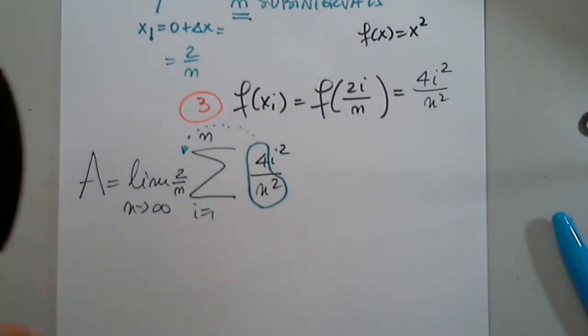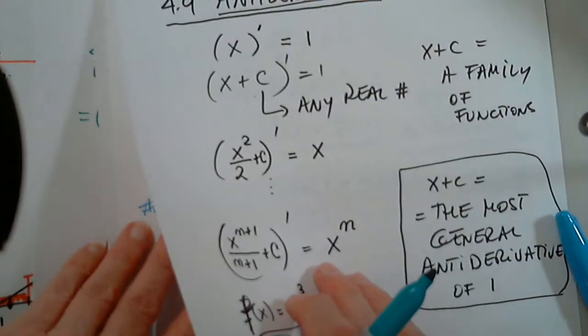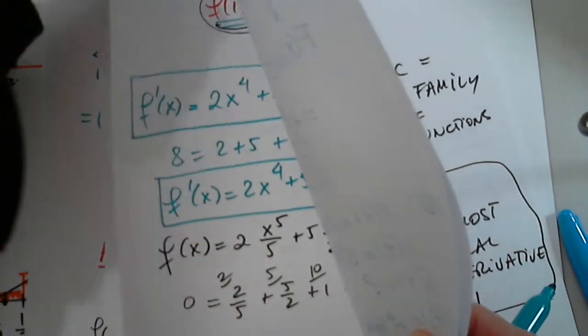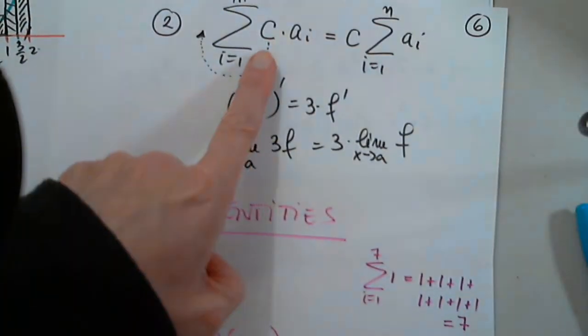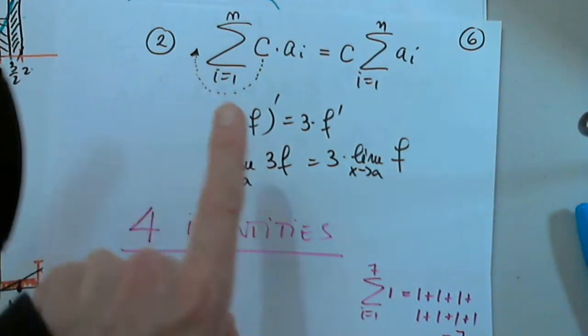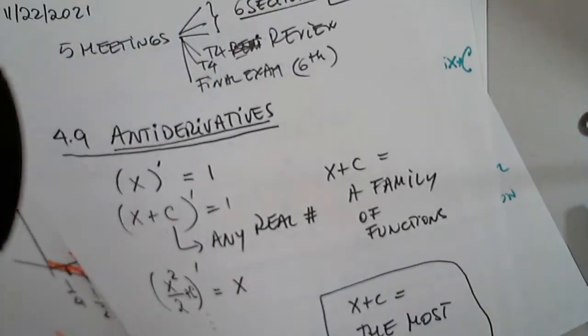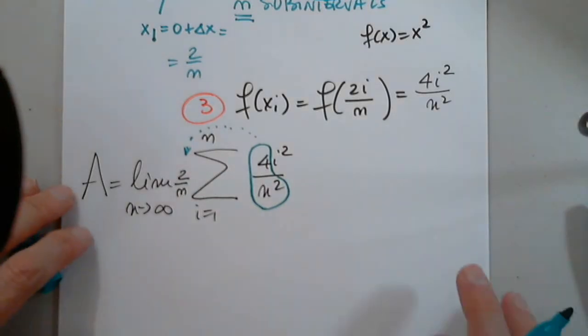How come? A constant goes outside, as long as it's a factor. If it's plus or minus, I cannot do that.